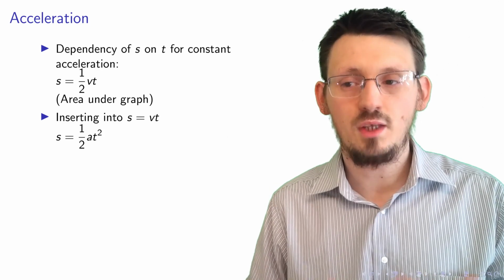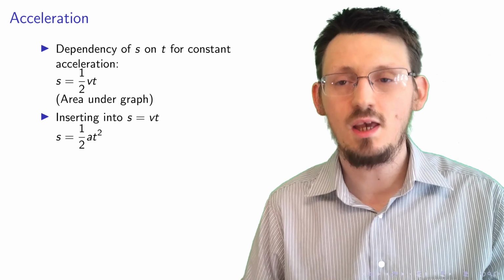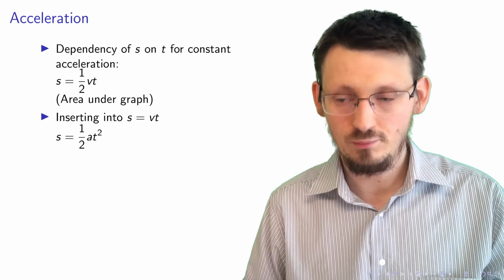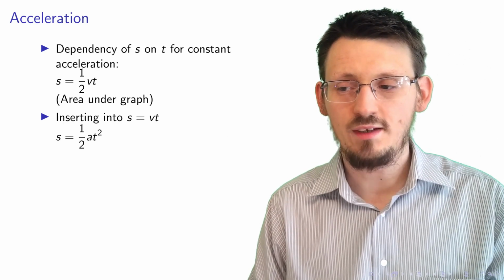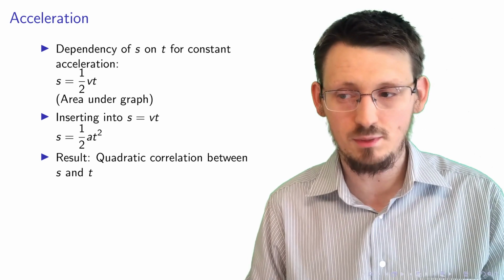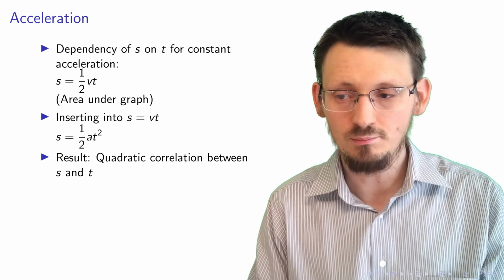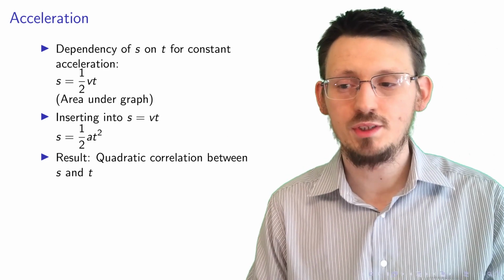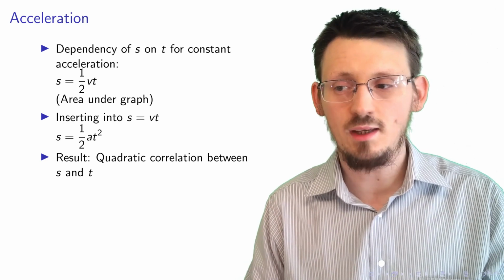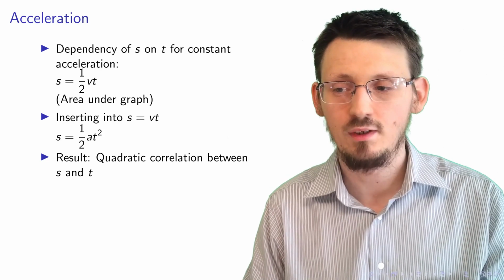Then finally we obtain the correlation between s and t as shown here, which is simply s equal to 1/2 a t square. And this formula now says that we obtain a quadratic correlation between the displacement and the time if the acceleration is constant. And this is very important because this result is somehow new.